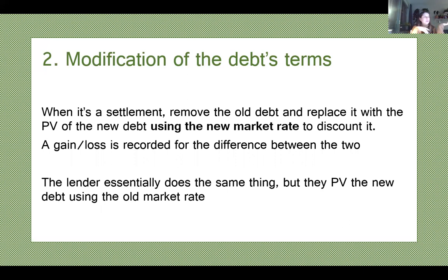And for the lender, they essentially do the same thing, but they use the present value. To find the present value of the new debt, they still use the old market rate. They don't really care if there's a difference.